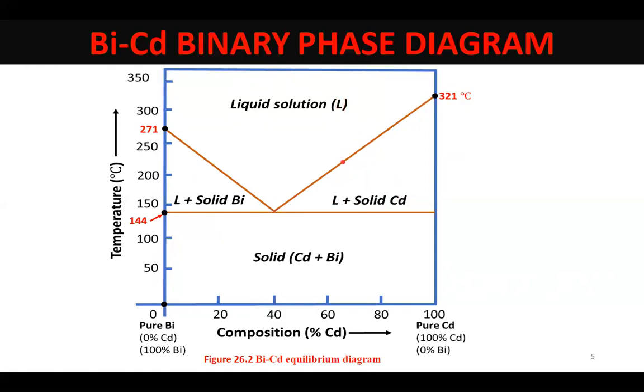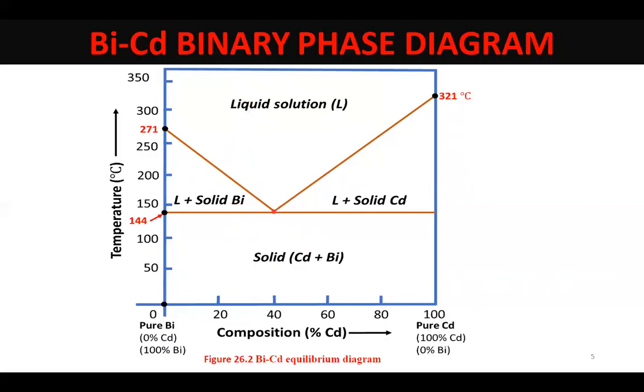No sooner you reach here, solid cadmium would have solidified out of liquid, and now you are in a two-phase region. And because this is the solidus line, anything below this is complete solid. So we have solid cadmium and solid bismuth. This is a two-phase region. So in this entire diagram, we have one single phase region, and there are three different two-phase regions.